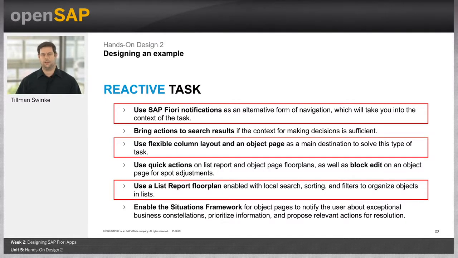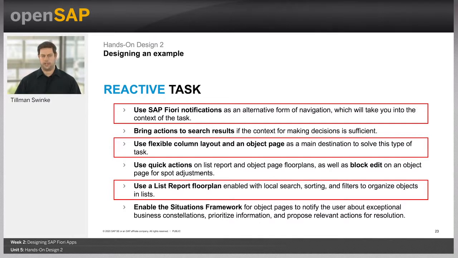So using Fiori notifications will notify Lisa if there is an incident. The flexible column layout and object pages could help her to sort out what products have been affected. The list report floor plan enables her to search for deliveries in case she's being notified by phone. Seems to be a match.